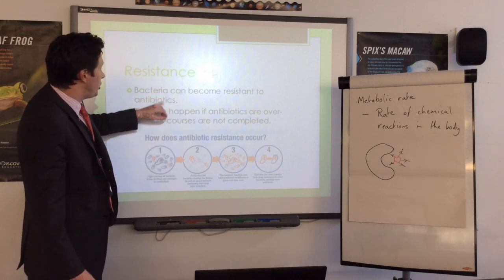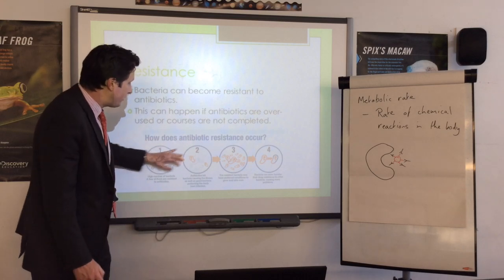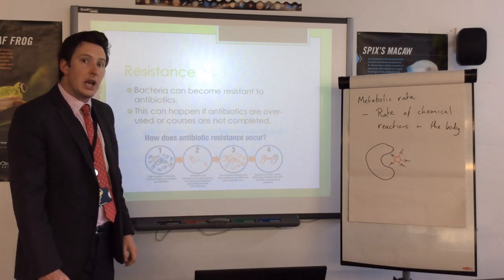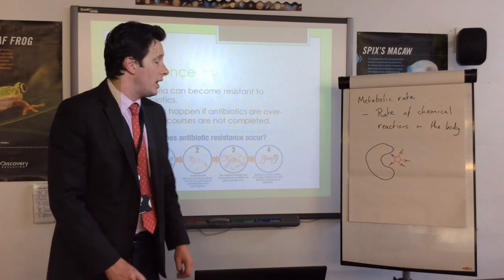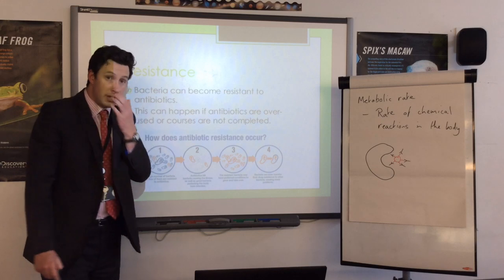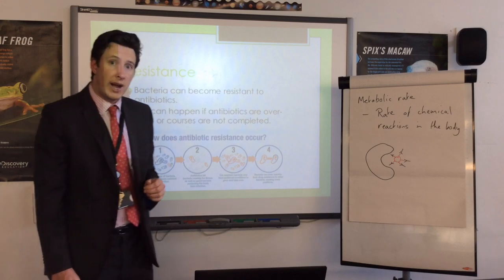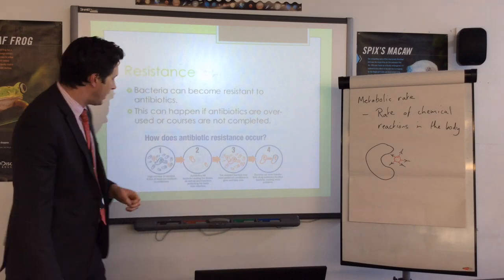Bacteria, if we use too many antibiotics, different to antibodies, can become resistant to antibiotics. And the example they sometimes talk about is MRSA. That's a disease in hospitals that's caused by a bacteria that has now become resistant to antibiotics, meaning it won't be killed by antibiotics. Okay.